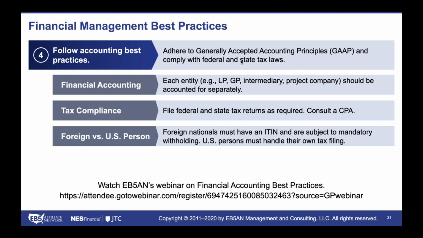In terms of best practices, obviously the thing that I think we see EB5 issuers and general partners do is provide a ton of transparency to their investors in terms of what's happening with their individual investment, the status of their immigration process, et cetera, all along the way.